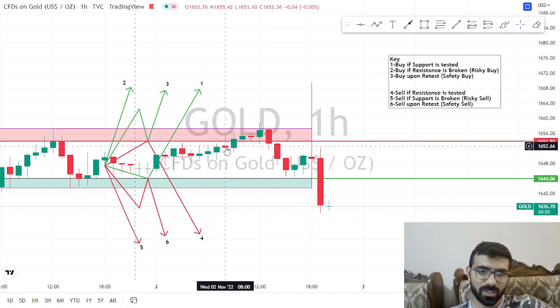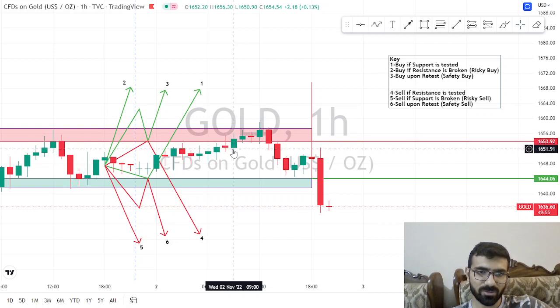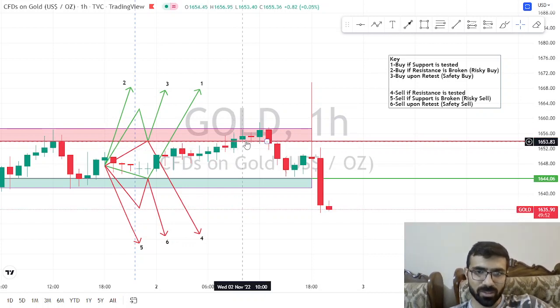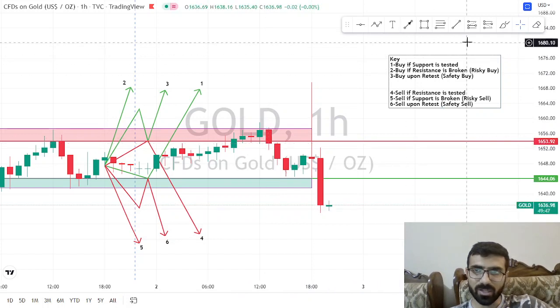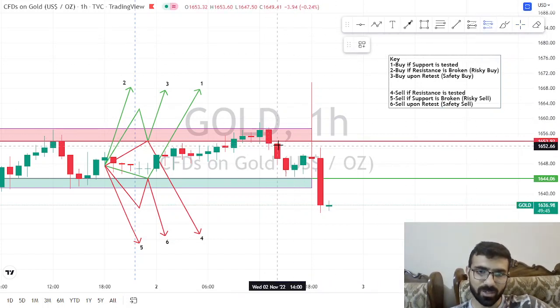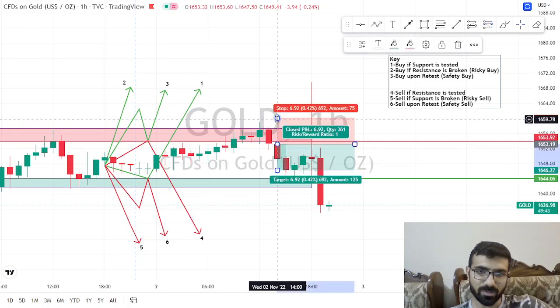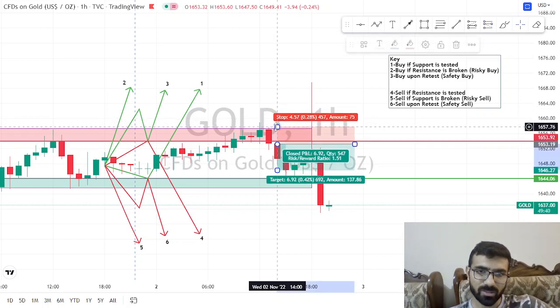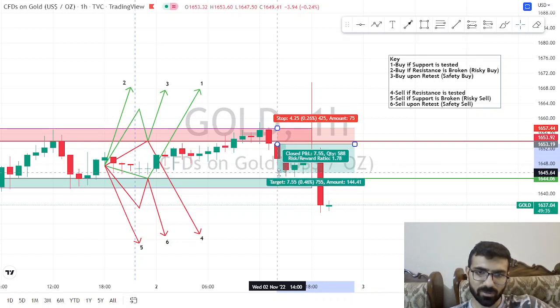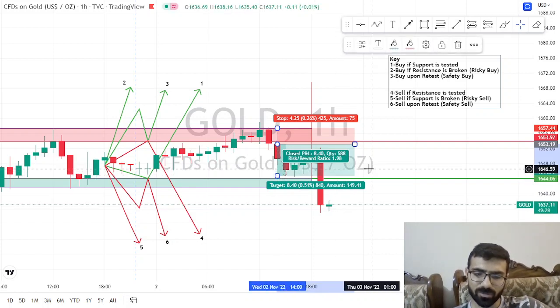So if we would take a short entry from here, we would hit our stop loss over here. So first trade would have hit our stop loss. But if you would have taken another sell entry after this closing of candle, then we would have made a profit of approximately, let me take that trade for you guys. This would be our stop loss and our take profit will be approximately over here. So this trade would have given us a 1.9% profit.